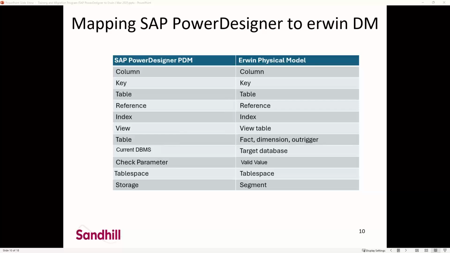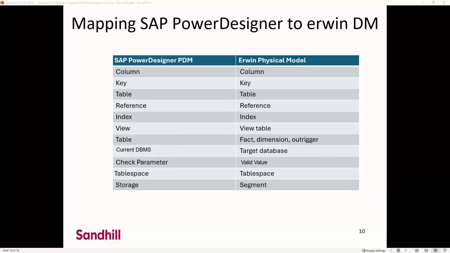PowerDesigner doesn't actually have any specific fact, dimension, or outrigger names for tables. It understands what a fact table, a dimension table, and an outrigger table is, but we don't actually label them in PowerDesigner. There is a way that you can set up a stereotype and it would stereotype them. But for the most part, the tables will come over with the appropriate layout for star schemas and things like that.